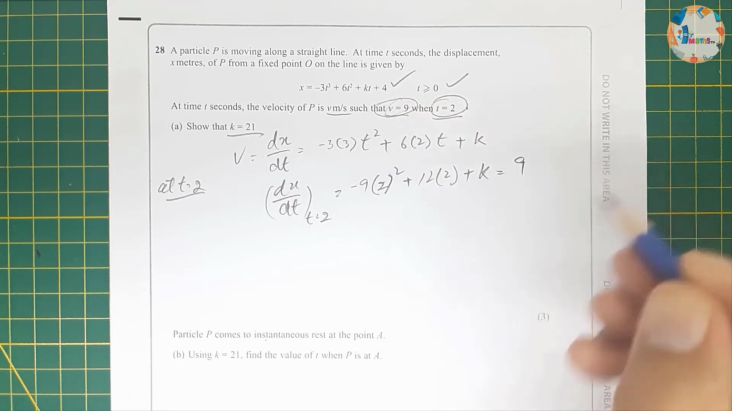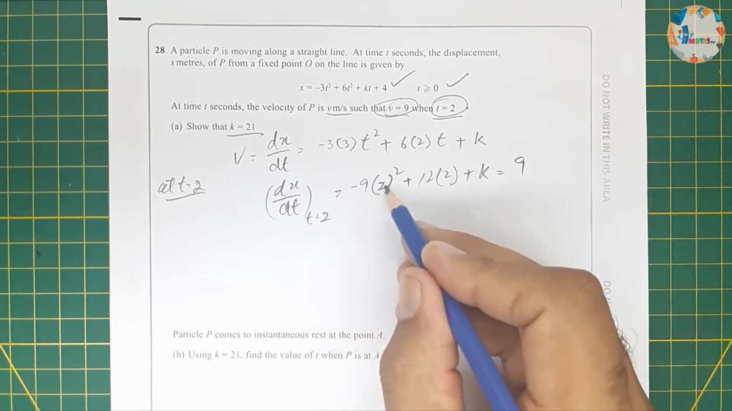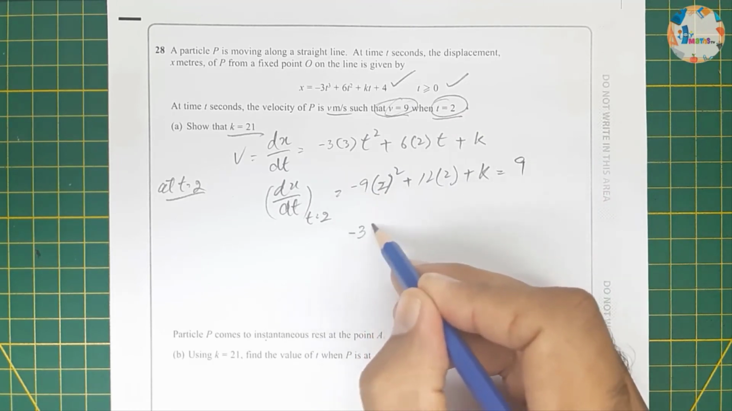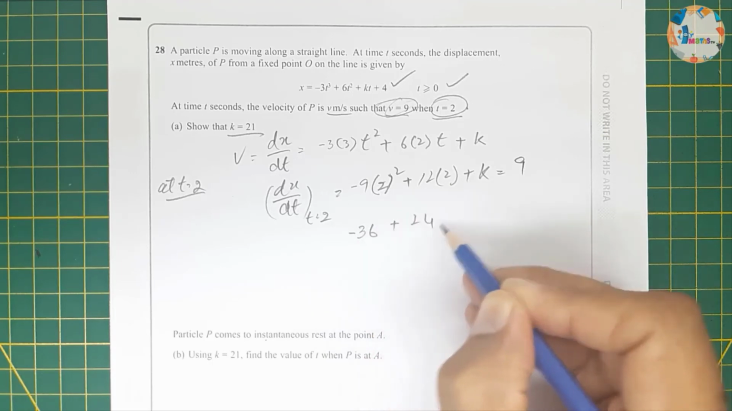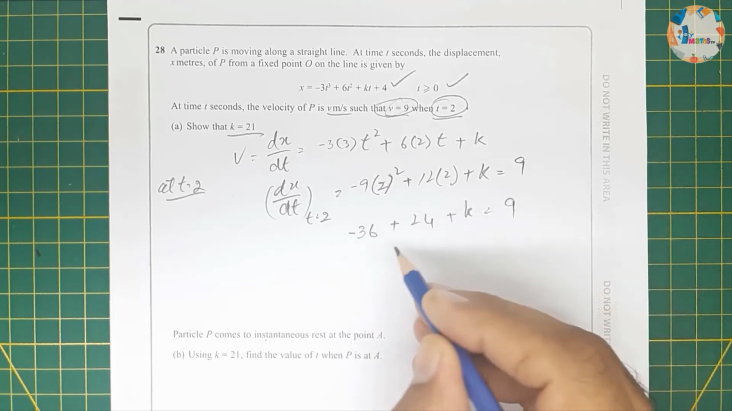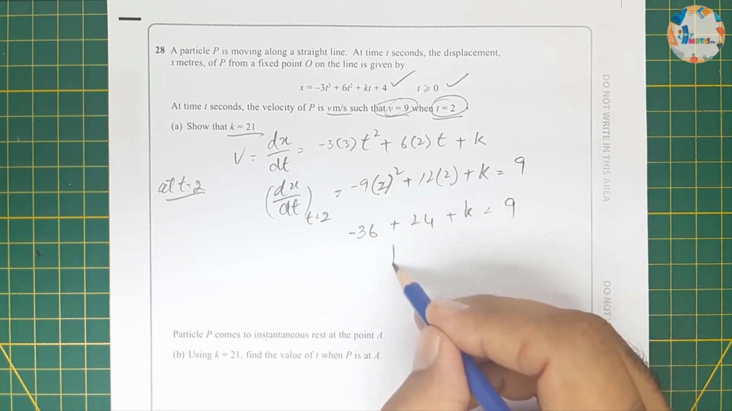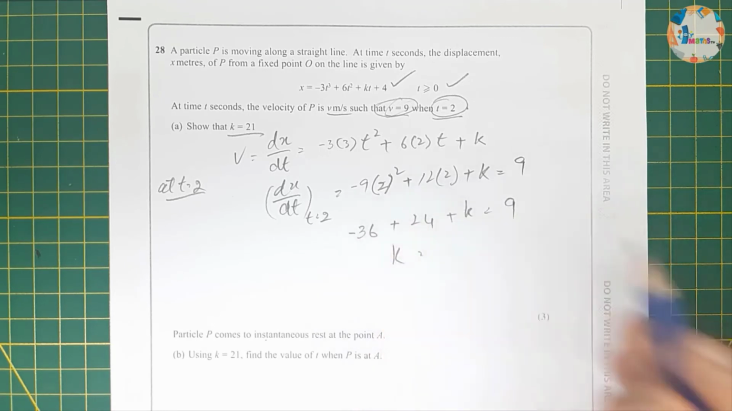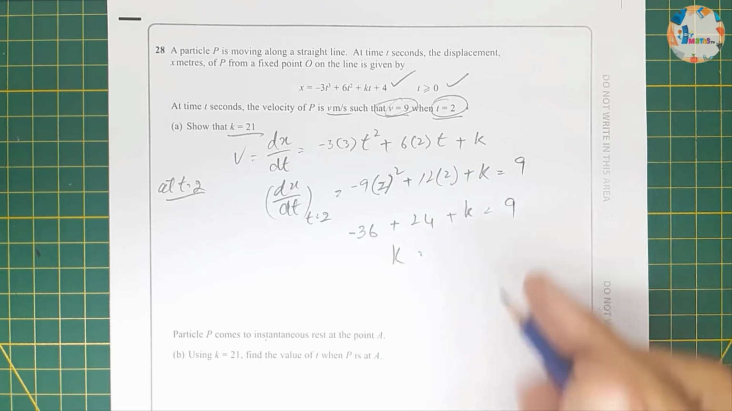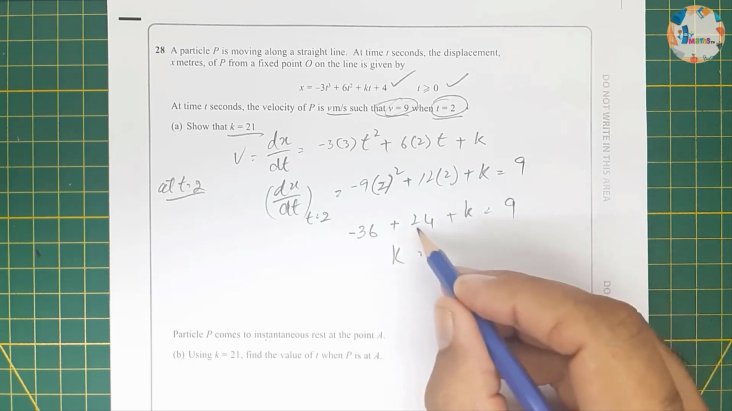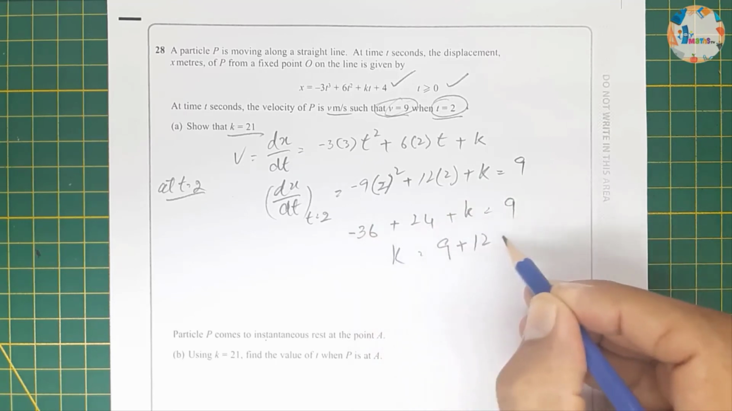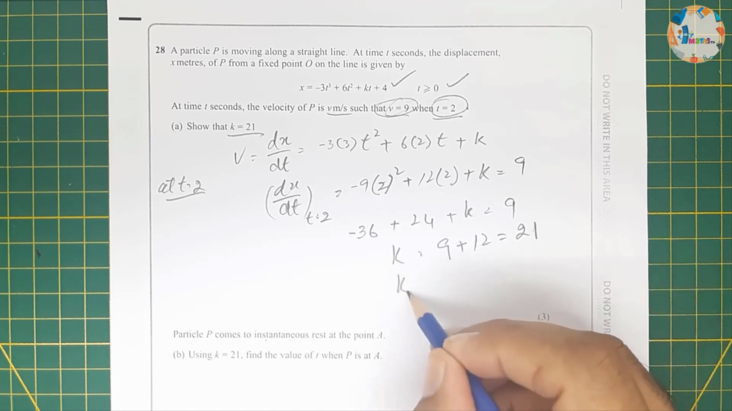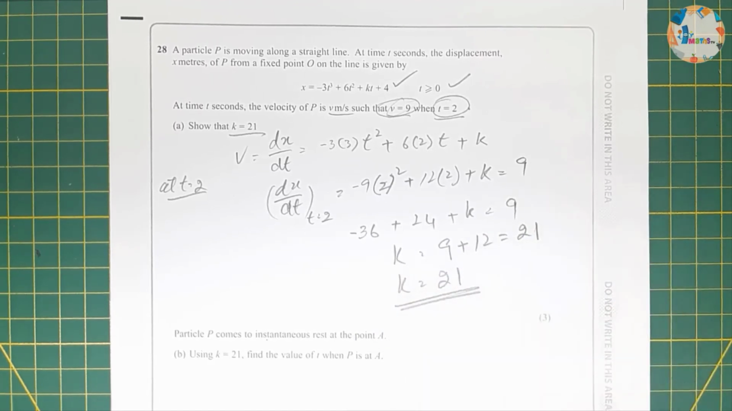We will simplify this equation. So this will be 4, so minus 36 plus 24 plus k is equal to 9, so k is equal to minus 36 plus 24, which is minus 12, so minus 12 goes to the other side and becomes plus 12. This will be equal to 21, so k is equal to 21, which we have proved over here. This was the required proof.